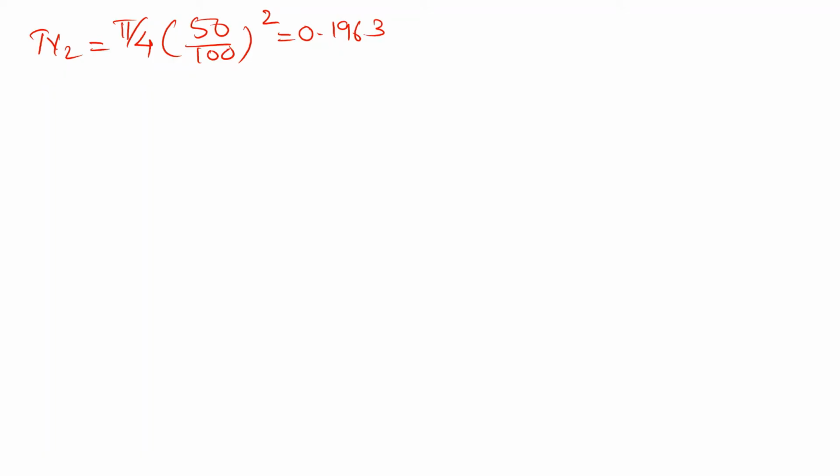So we can form a relation between time factor and time, that is Tv is equal to Cv into T by D square. Here we know that the sample is the same, so the coefficient of consolidation will be the same for both, and they have also given that the thickness of the sample is the same.